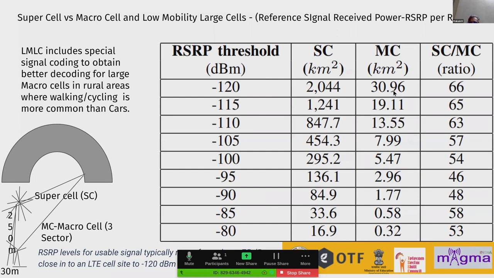So you can see here 30 kilometer square is what we can cover with the macro cell, while 2,400 kilometer square can be covered by the supercell, or even LMLC, which is somewhere in between. So you can see that the supercell to macro cell ratio is around 65. That means you can get 65x coverage, because all you are trying to do is cater to the rural population, which is scattered and not a dense population like in urban areas. So that is what happens in this case. So this is one of the cases.